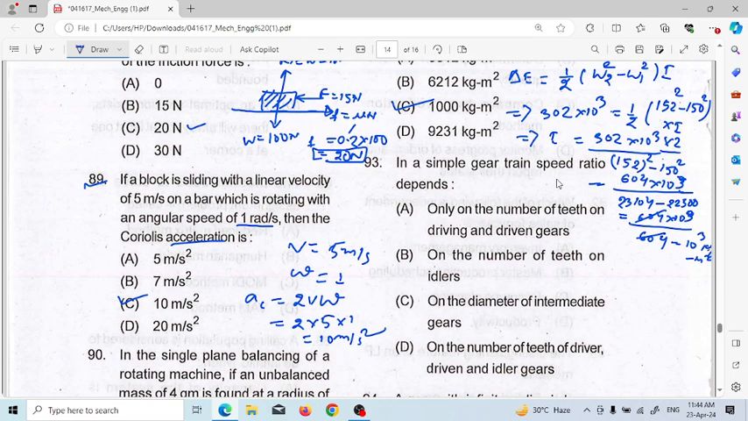In a simple gear train, speed ratio depends on only the number of teeth on the driving and driven gear, not on the number of teeth on the idler, the diameter of the intermediate gear, or the number of teeth of driver, driven and idler. So in a simple gear train, the speed ratio depends only on the number of teeth on the driving and driven gear, not the idler or intermediate. So option A is the correct answer.